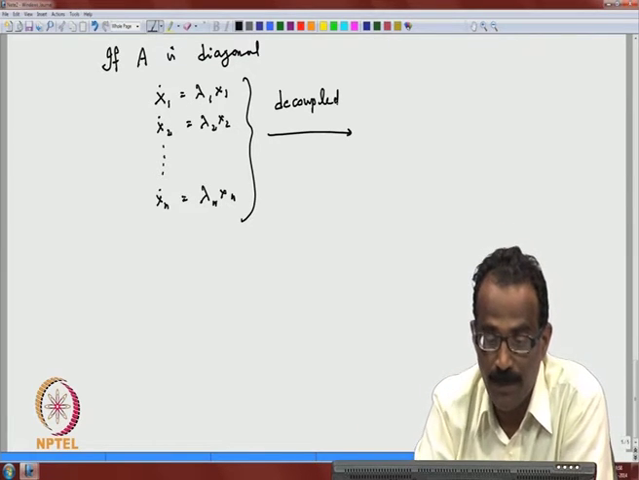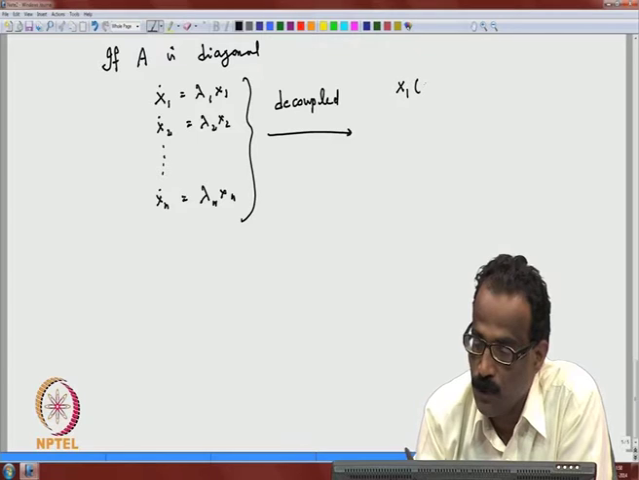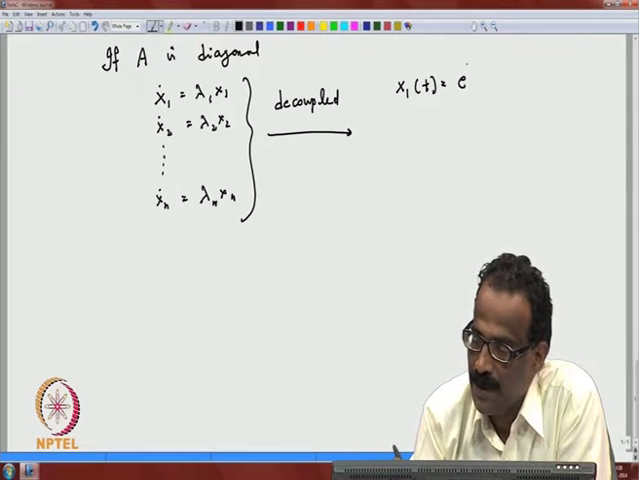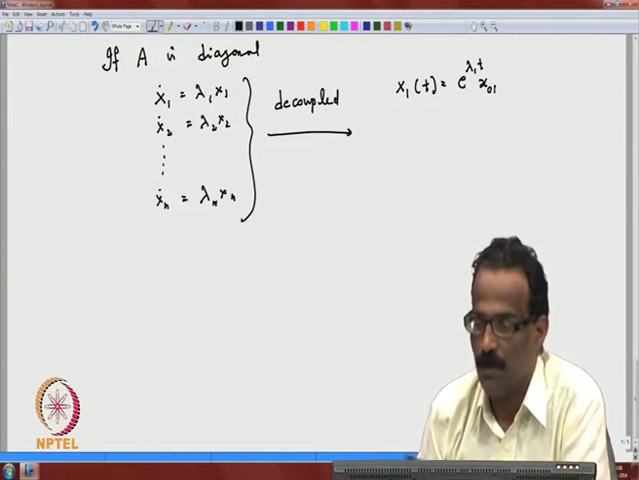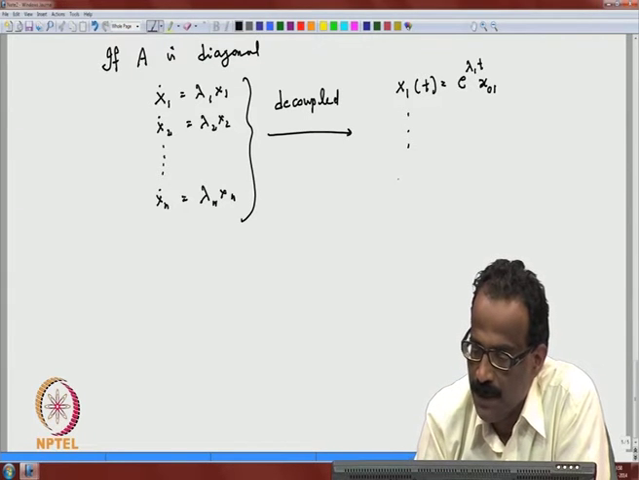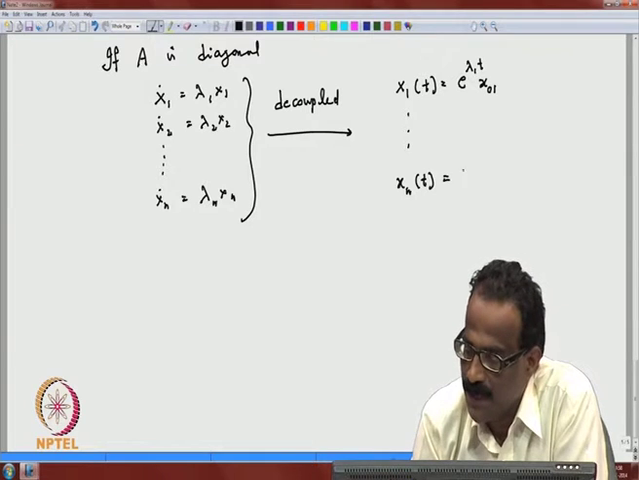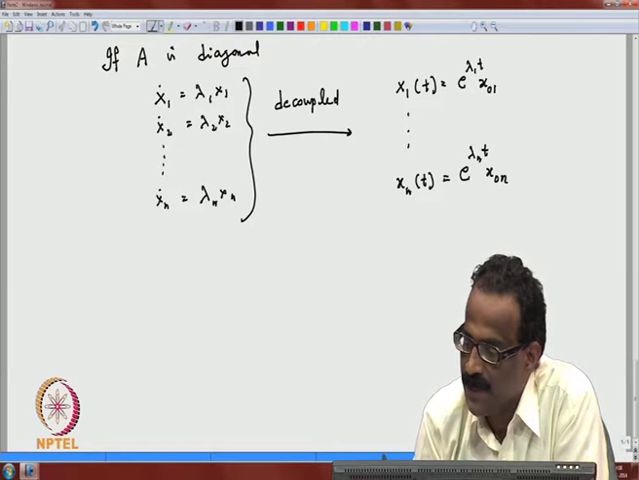So, there is no problem. This decoupled system will immediately give you the solution x1(t) equal to e^(lambda 1 t) times the first component of the initial value, that is all. If you go this way, you get xn(t) equal to e^(lambda n t) times the nth component of your initial value.